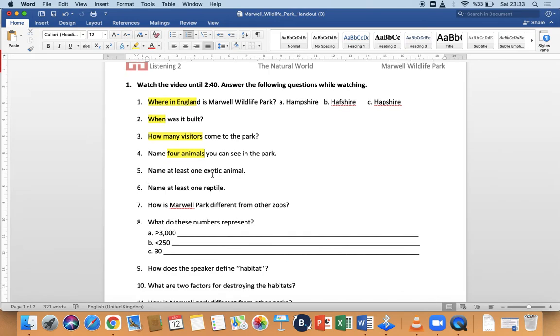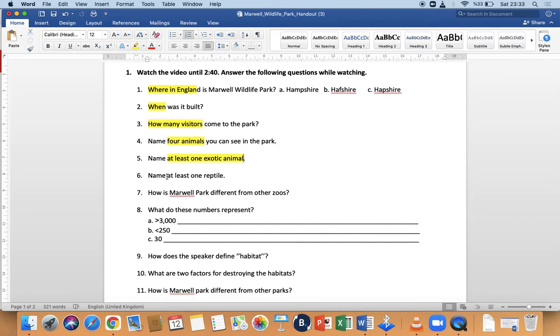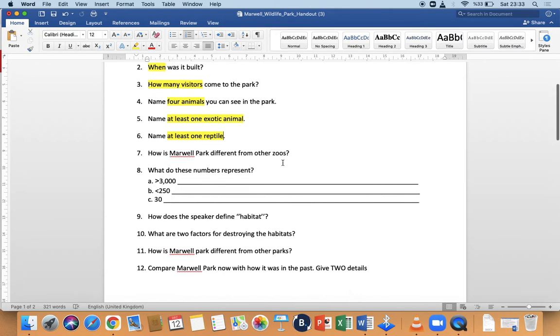Next question is about exotic animals. You should write at least 1 exotic animal, minimum 1 exotic animal, and at least 1 reptile. Next question, I think this is one of the most important questions here. Let me highlight the question. How is Marwell Park different from other zoos? What is the difference between this park and the zoos?